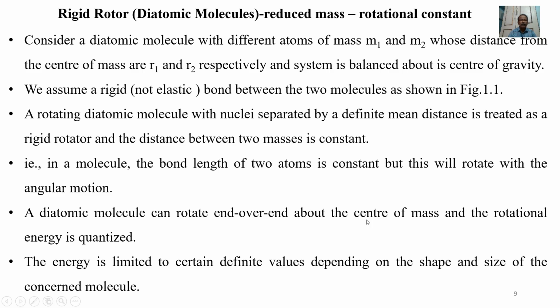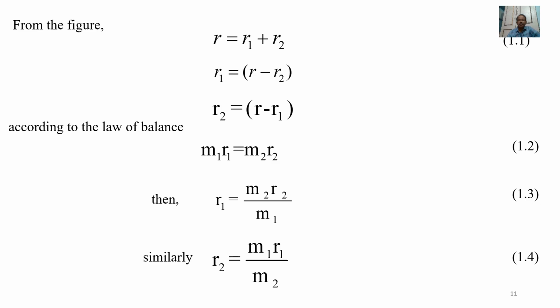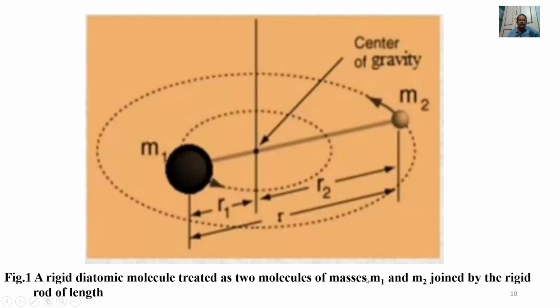Here, the end over end rotation means the molecule interchanges to this side and this side about the center of mass. The figure shows a rigid diatomic molecule treated as two masses M1 and M2 joined by a rigid rod of length R. So here, this internuclear distance is nothing but your R. R1 is the distance from the center of mass to the mass M1, and R2 is from the center of mass to the mass of the other atom M2.